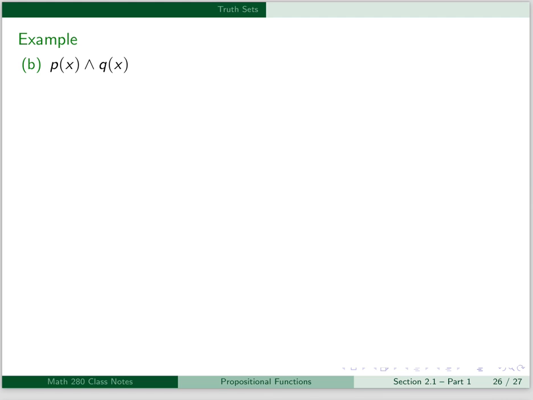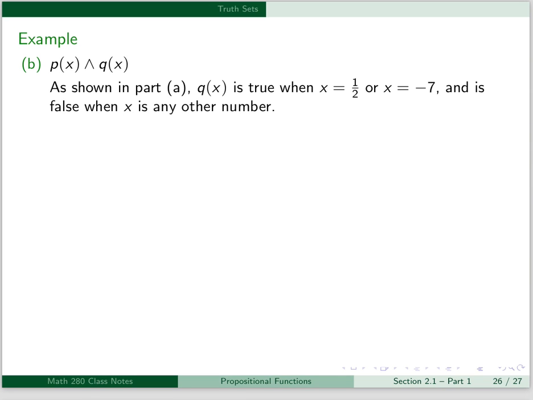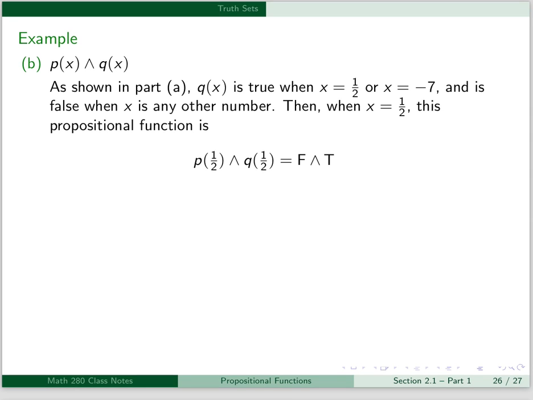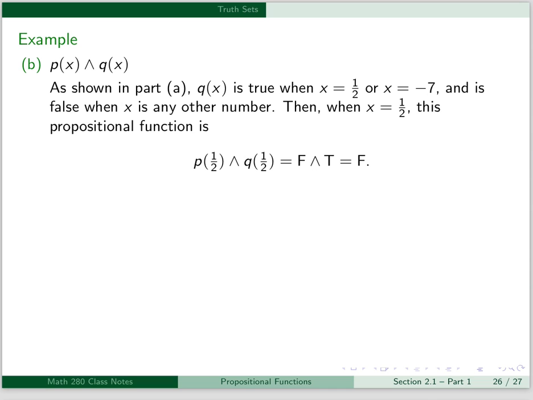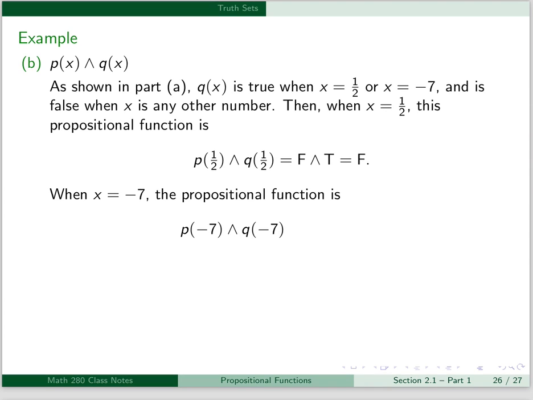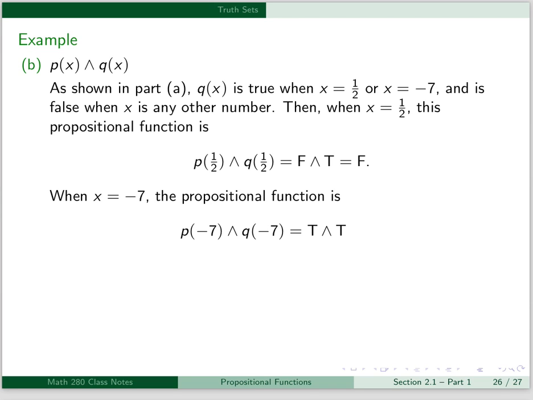Next, consider the propositional function p of x and q of x. As shown in part A, q of x is true when x is equal to 1/2 or x is equal to -7, and is false when x is any other number. Then, when x is equal to 1/2, this propositional function is p of 1/2 and q of 1/2, which is false and true, which is false. When x is equal to -7, the propositional function is p of -7 and q of -7, which is true and true, which is true.